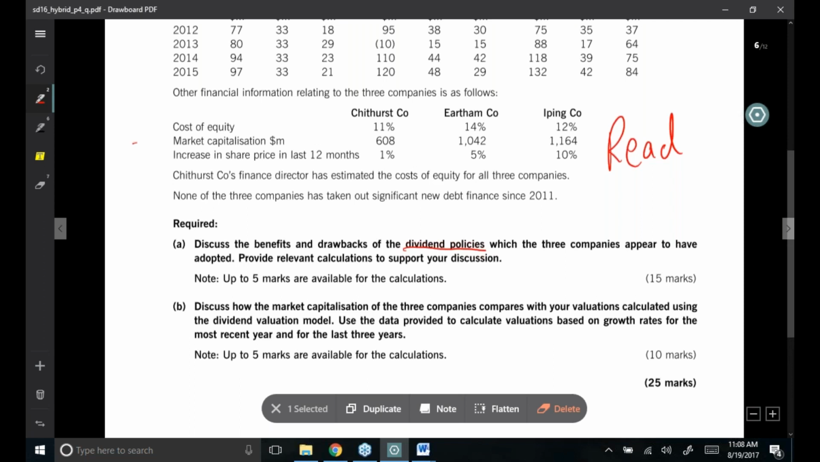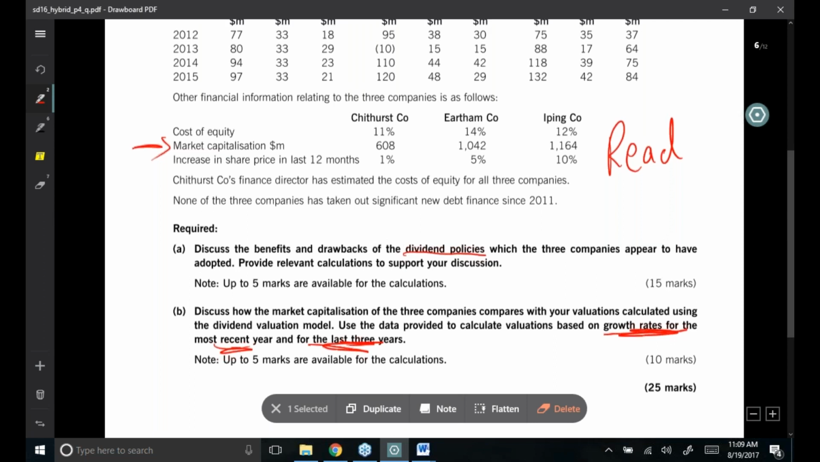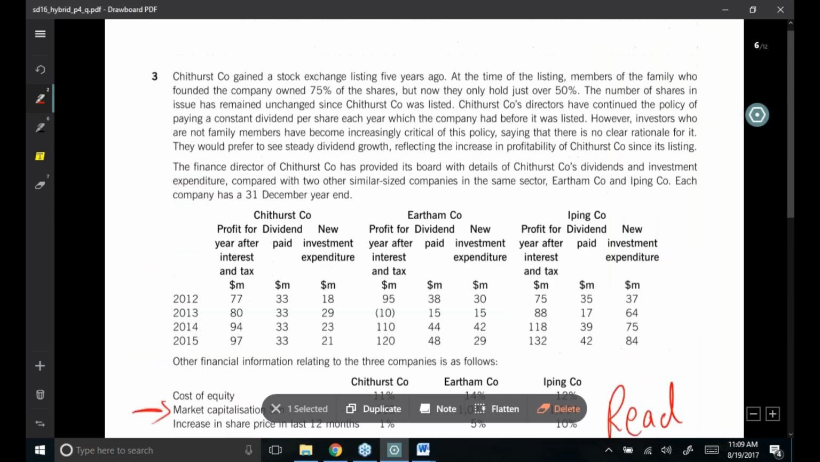This is a market cap. Market cap means total market value. Compare with your valuation calculated using the different valuation models. Use the data provided to calculate valuation based on the growth rate for the most recent year, and the growth rate for the last 3 years. So it's a very detailed requirement. So let's have a discussion.